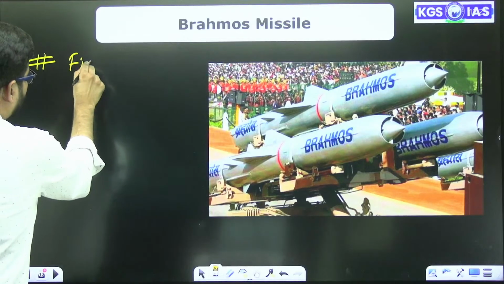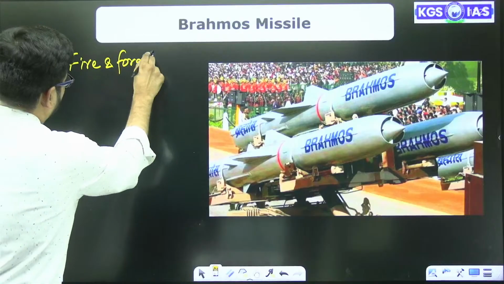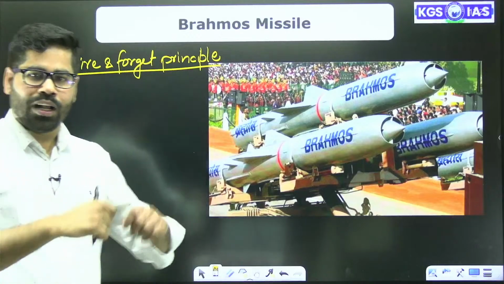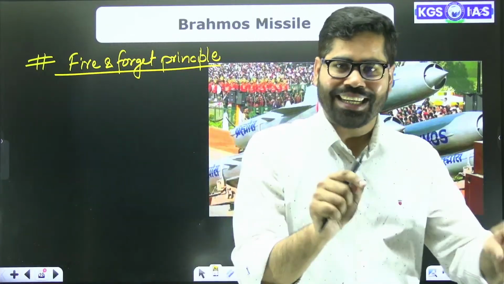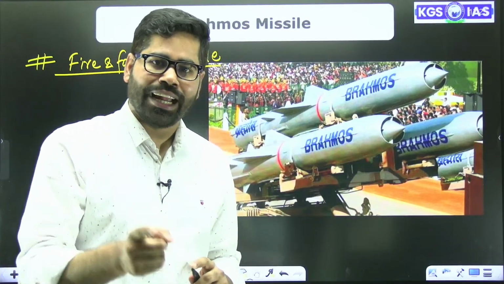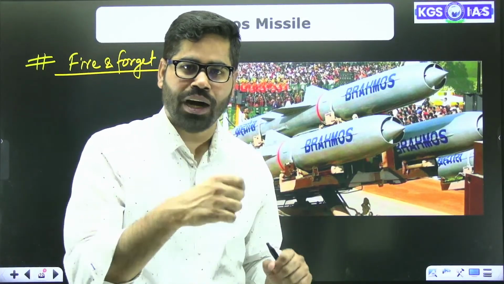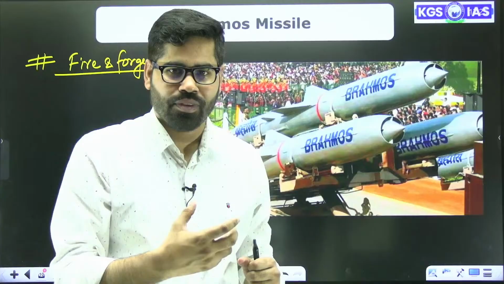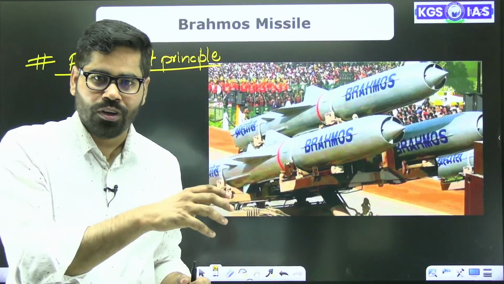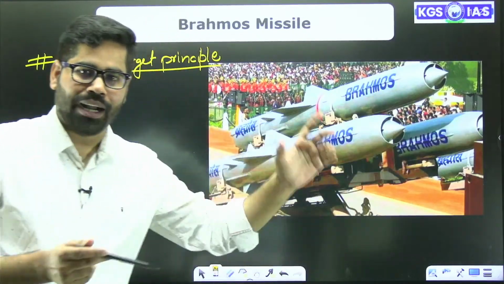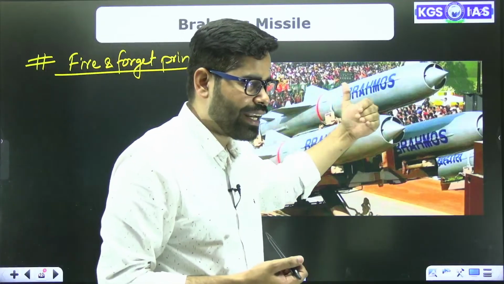One more thing which I would like to add here. It works on the fire and forget principle. It means once you have fired it, it will go and hit its destination. It cannot be changed or altered. Once it has been loaded, it will go there and attack the target. You may have heard that during the Mahabharat, there were arrows called Amogh Ban. Once an Amogh Ban was destined for a target, it would go and attack there. In the same manner, this Brahmos missile works on the fire and forget principle.